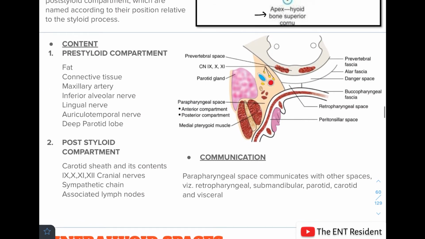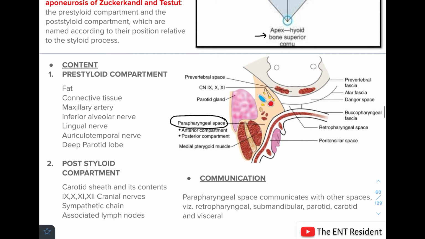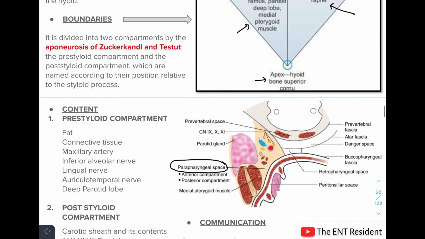You can see over here in this picture, this here is the parapharyngeal space. You can see how medially it is lined by the oropharynx and the nasopharynx over here. And laterally lies the ramus of the mandible, the medial pterygoid muscle, and the parotid gland over here.